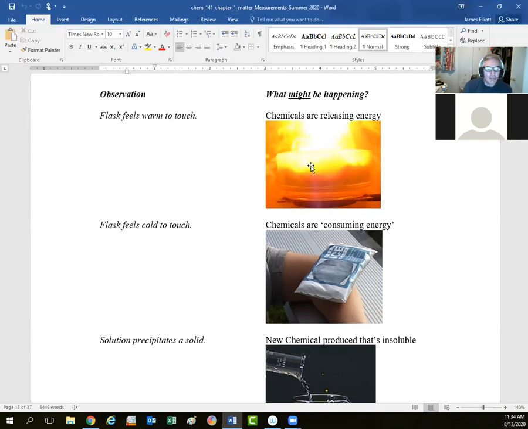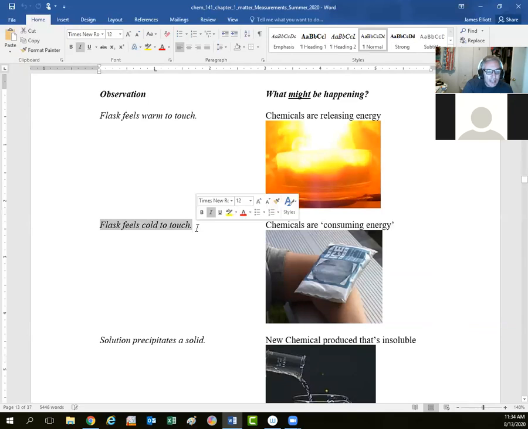Conversely, it could be that the chemical reaction starts to feel very cold to the touch. And that's because we've got a reaction which needs energy to make it happen. And so it takes that energy from its surroundings. And therefore the surroundings, when they lose energy, get colder.